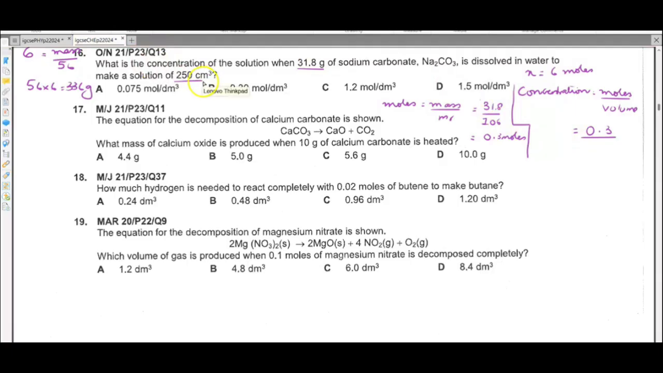250 centimeter cube is given, but since the answer is in decimeters cube, we need to convert the volume in centimeter cubes into decimeters cube. How do we do it? We divide it by 1000. So this is going to become 0.25 decimeter cubes. Okay? We are going to write this down, and then after calculation we find the concentration to be 1.2 mole per decimeter cubes. Fairly an easy question.